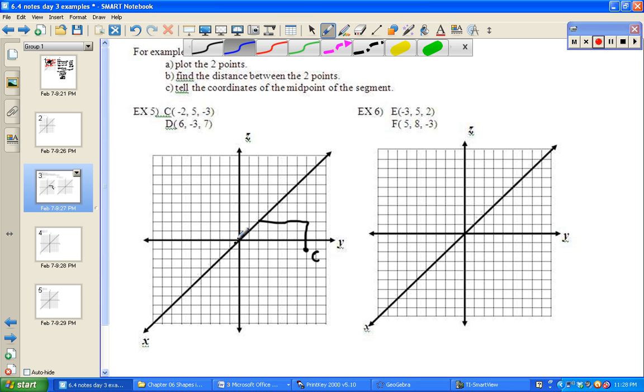So D would be 6, negative 3, 7. So 1, 2, 3, 4, 5, 6. Negative 3 and 7. That's our D. That's a D, not a P.